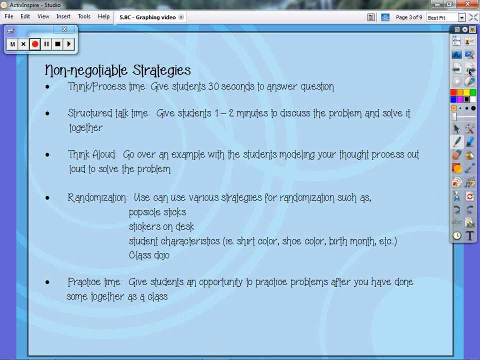These are strategies that you are going to be required to implement into your daily plans. Of course, you're not going to be required to do all these in one lesson, but you are going to be required to have some of these in your lessons.